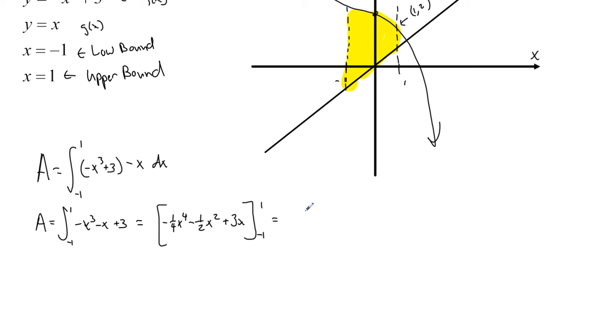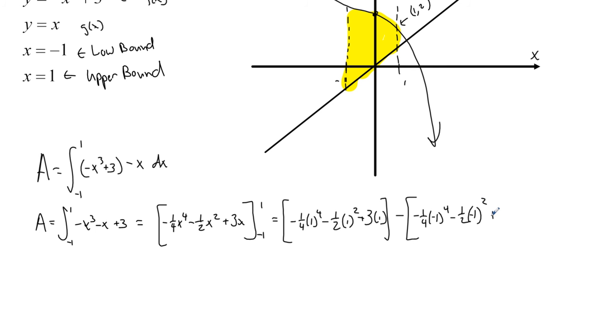And so I have to plug in, so I'll have, let's see here, negative 1/4 times 1 to the fourth minus 1/2 times 1 squared plus 3 times 1. And then I'm going to subtract from that negative 1/4 times negative 1 to the fourth power minus 1/2 times negative 1 again to the second power plus 3 times negative 1.